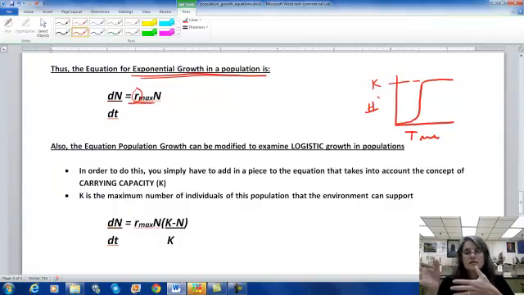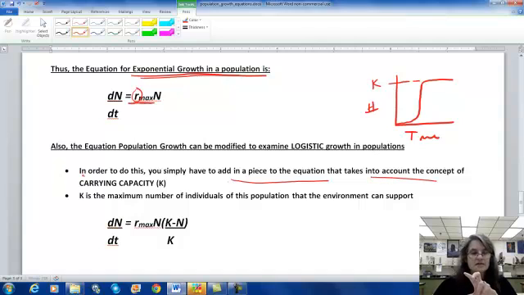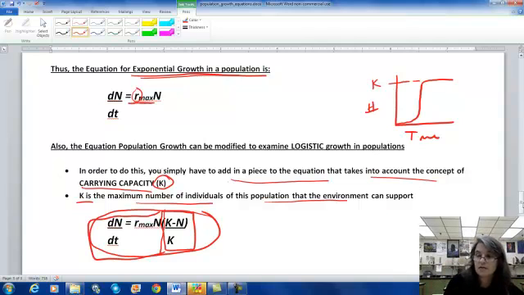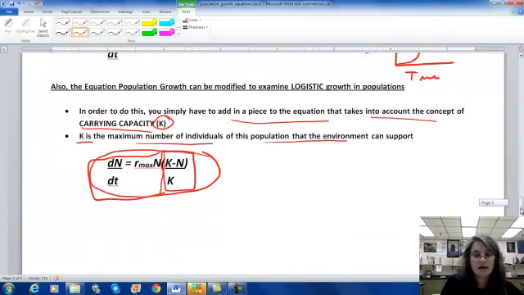Now, in order to model populations experiencing logistic growth, you just have to add in a piece of the equation to take into account this concept of reaching carrying capacity, or K. K is the maximum number of individuals the population in the environment can support. So that will take our equation and make it look like this. Please note, all of this is exponential growth from here over. This part of the equation is simply saying we are now going to plug in this idea of carrying capacity, and that is going to affect our population as well. You can't just grow unlimited forever.